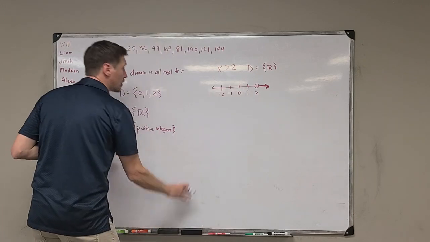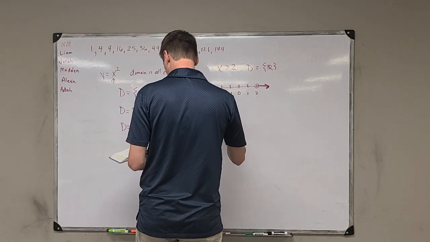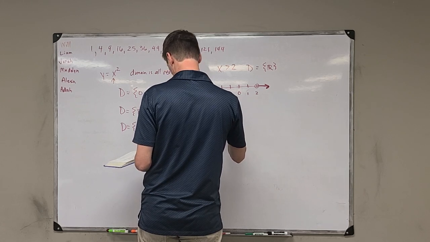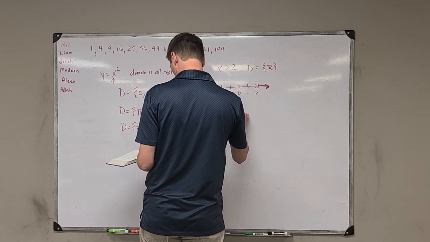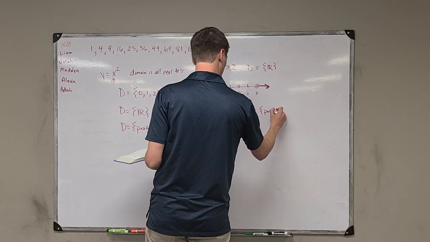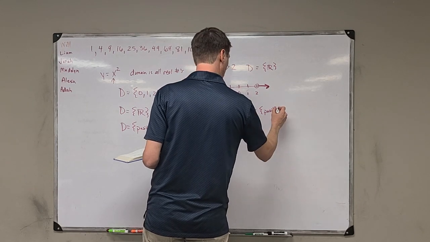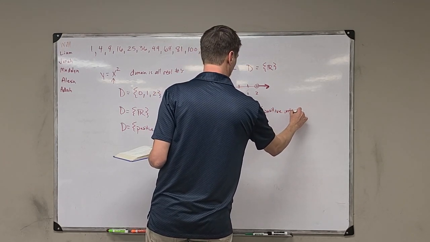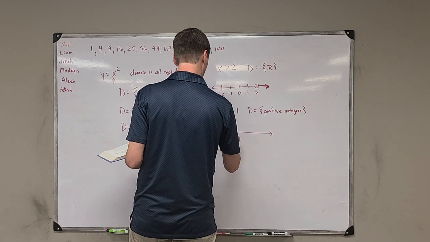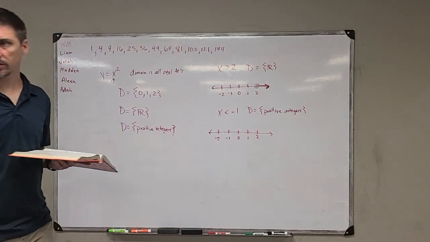So you guys are already used to graphing stuff where the domain's all real numbers, all right? But now we're going to change the domain, and we'll see how our graph changes. What if we said graph x is less than negative 1, where the domain equals positive integers. So less than negative 1, so we'll do negative 2, negative 1, 0, 1, 2. What does this one look like?